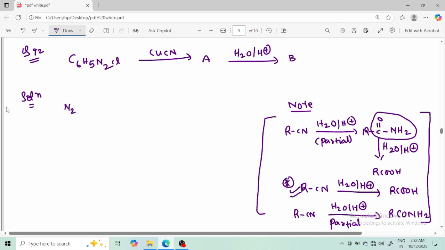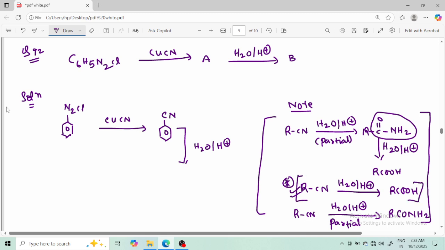So let's say it's N2Cl and this is the benzene ring, and it's reacting with CuCN. Obviously this CN part, again this is Sandmeyer reaction, so this CN will replace this N2Cl. Now if hydrolysis is happening, H2O and H plus, since partial is not used, I'll be using the first one, yes or no? So this CN will change to COOH, and that's our final answer. Got it. So that is our A and our B.